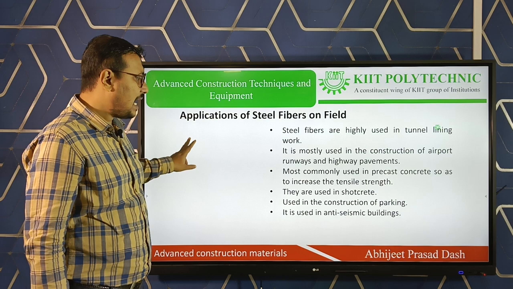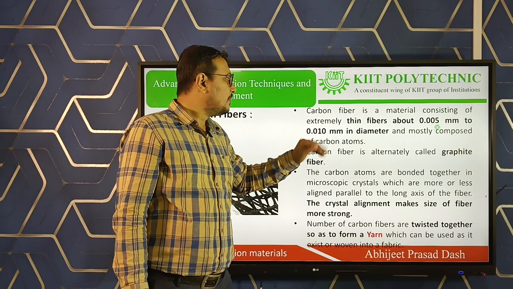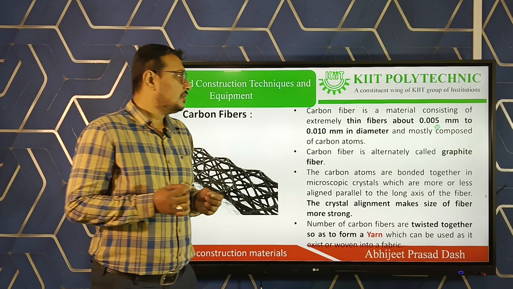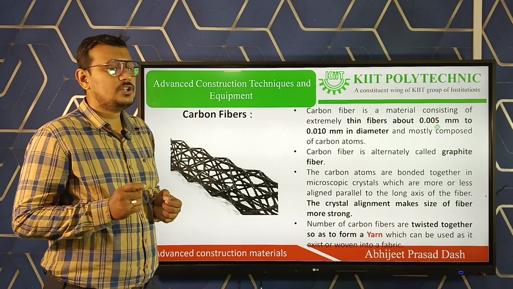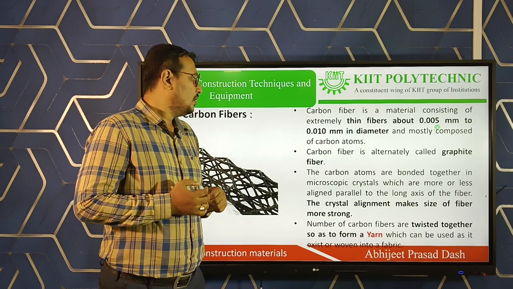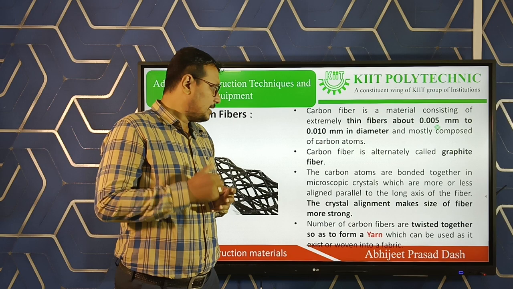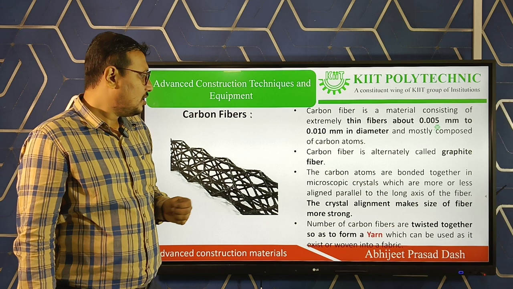Carbon fibers. Carbon fibers are a recent trend in the construction industry. Carbon fiber materials consist of extremely thin fibers, about 0.005 to 0.01 millimeter in diameter, mostly composed of carbon atoms. Carbon fiber is alternatively called graphite fiber. The carbon atoms are bonded together in microscopic crystals, which are more or less aligned parallel to the long axis of the fiber. The crystal alignment makes the fiber very strong.